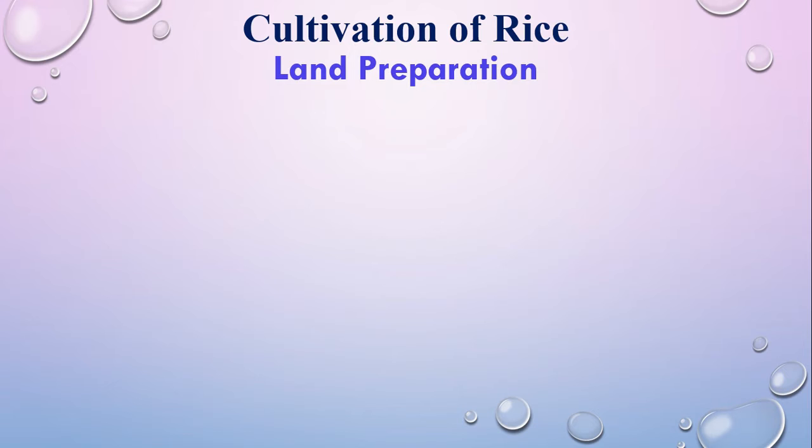Next one is land preparation. The land should be made muddy and level by 4 to 5 plowings, followed by harrowing. In that case, the surroundings of the land should be cut with a spade. Next one is fertilizer application. This is very, very important.